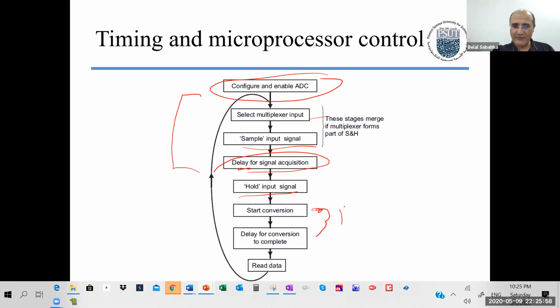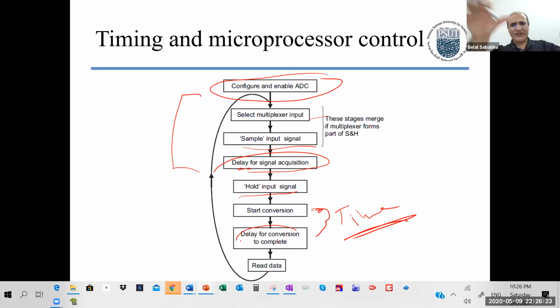This takes some time. So we need to wait for a flag to rise and tell us, we add a delay here, that the conversion is done. The successive approximation, as a quick idea I told you about right now, compares with a number. If it's higher or lower, then it goes to another number and checks if it's higher or lower. Lower.